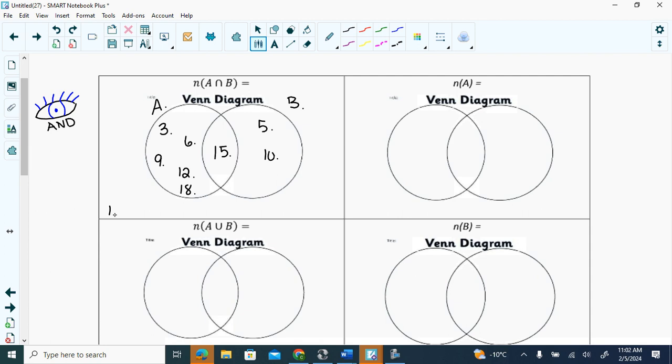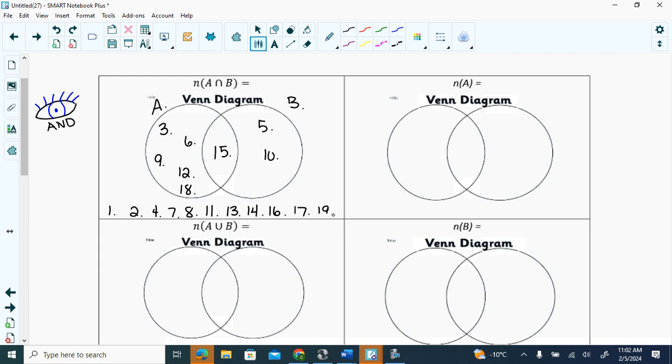Now we could draw them randomly all over the place if we want to, but I'm kind of lazy, so I'm just going to draw them along the bottom. So 1, 2, 3 is already in there. 4, 5 is already in there. 6 is already in there. 7, 8, 9 is already in A. 10's in B. 11, 12's in A. 13, 14, 15's in both. 16, 17, 18's already in A, and then 19.